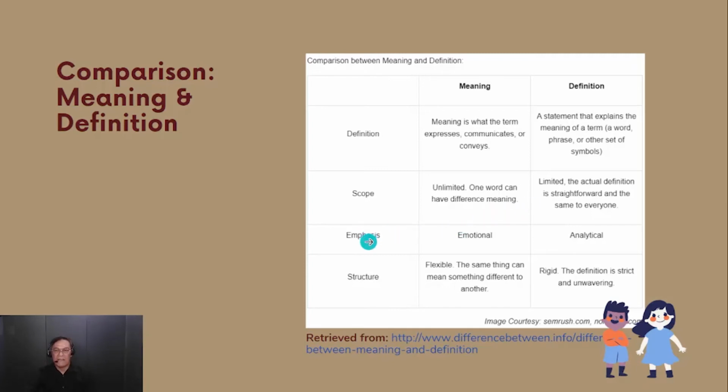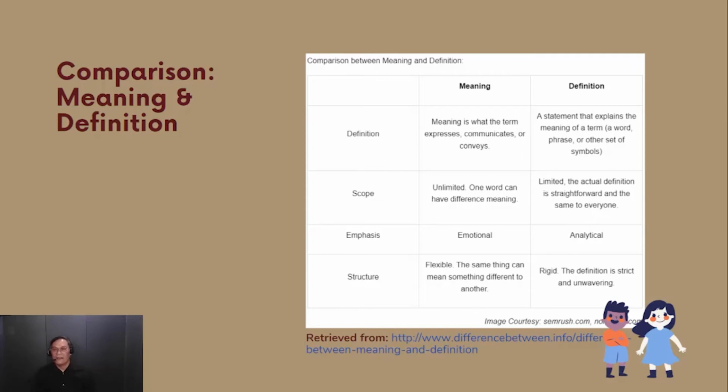Now let's consider the emphasis. So meaning is emotional. And I think it jives with the previous activity. All right? When you provided your word or phrase, I think that is connected to your emotion. So when you say that God is merciful, God is Savior, God is kind, I think that is emotional. Okay? I think that is pretty clear at this point.